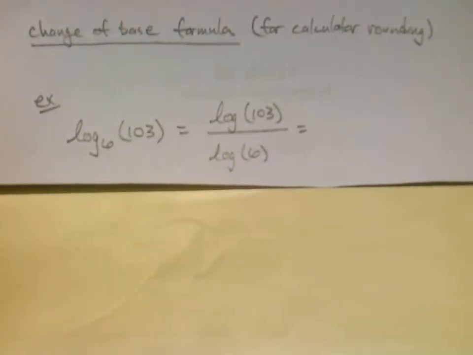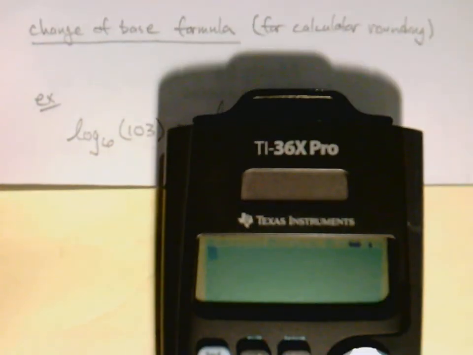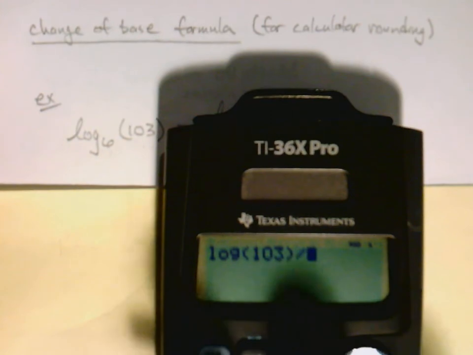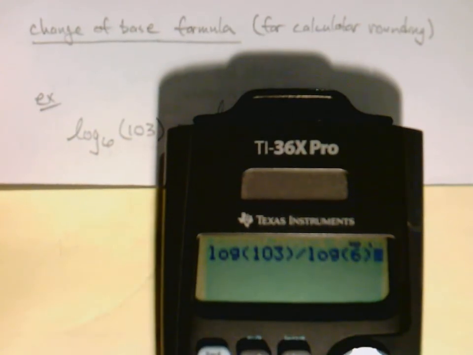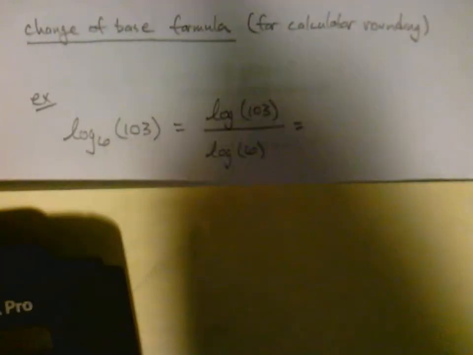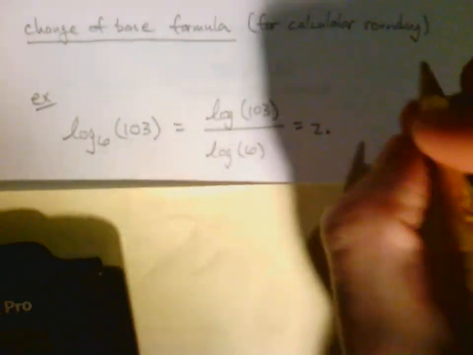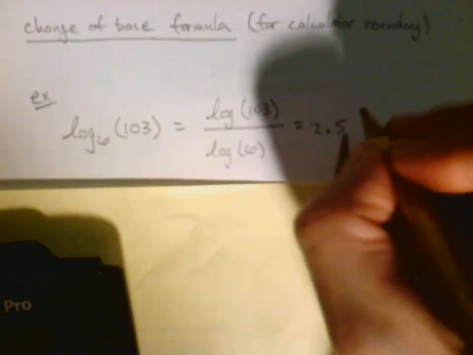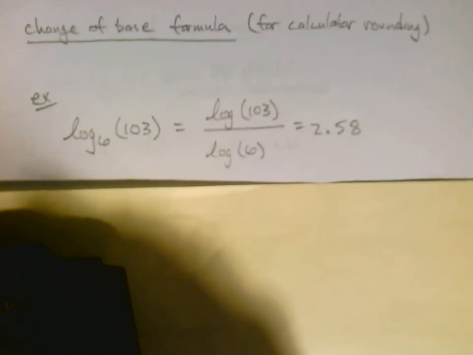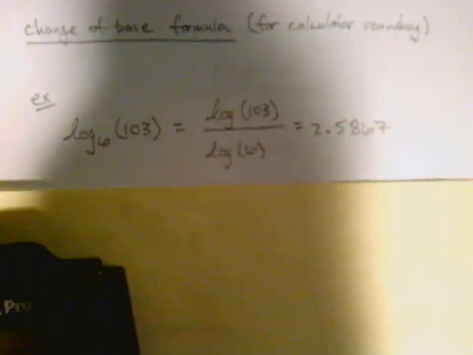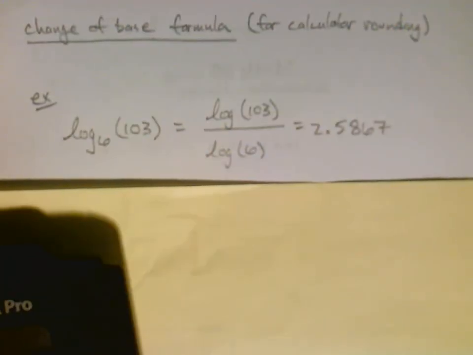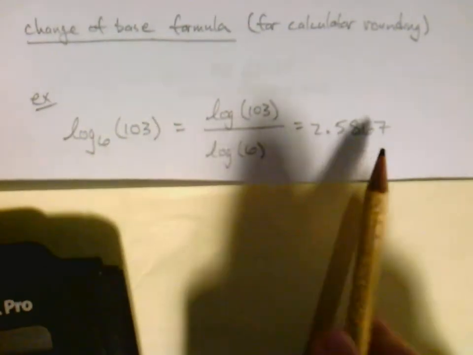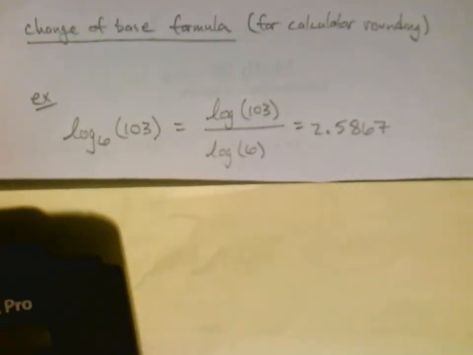So I'm just going to grab my calculator here and compute that. I've got the common log of 103 divided by the common log of 6. And there it is, 2.5866915. I'm going to use 4 decimal places because that's what we see a lot of times for these sorts of questions. 2.5867. Okay, so it turns out this should be the exponent on 6.